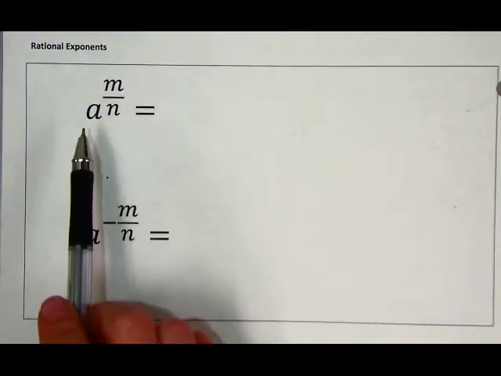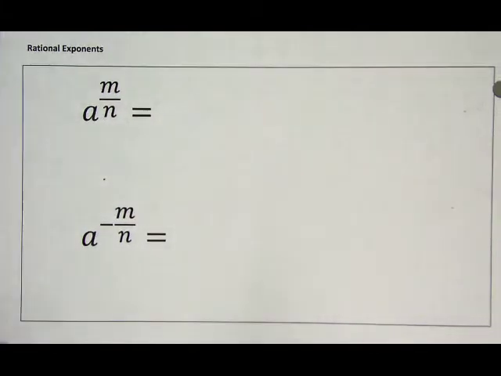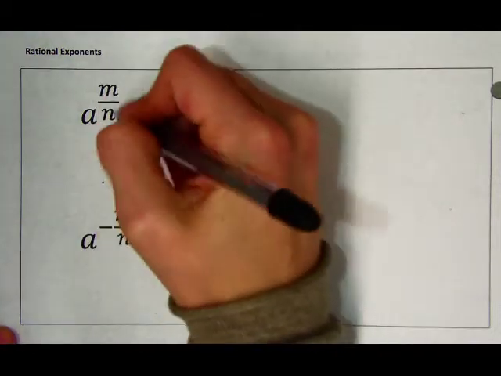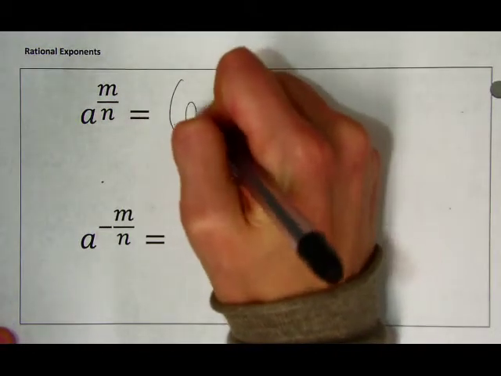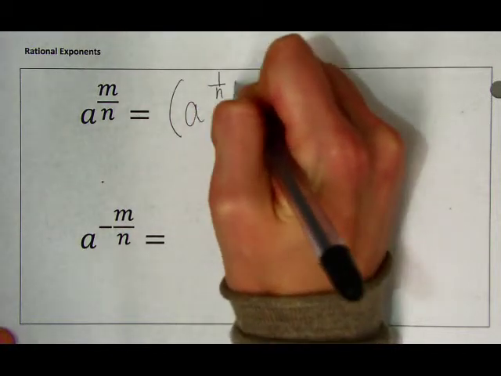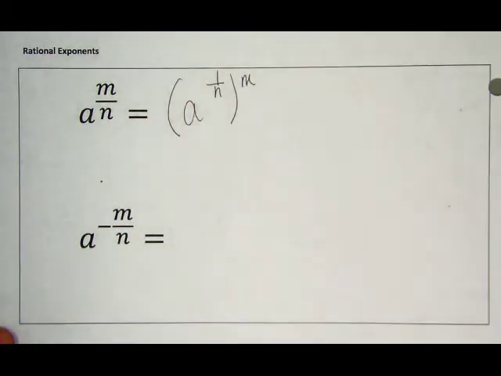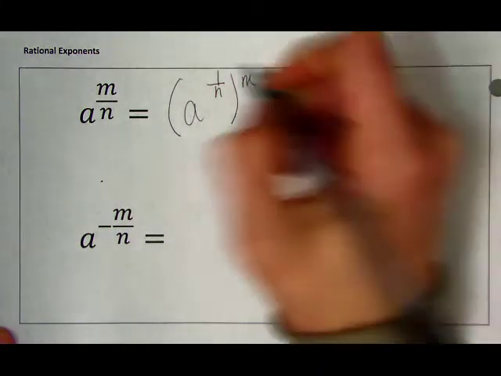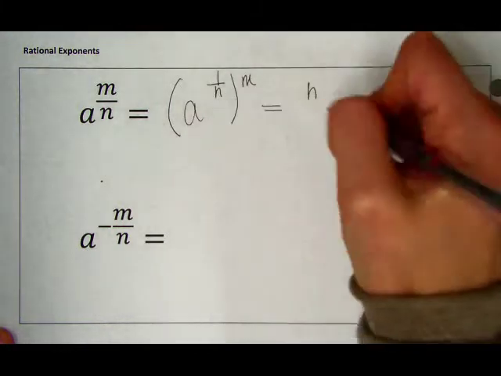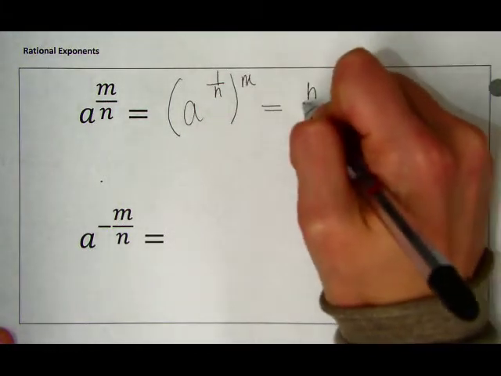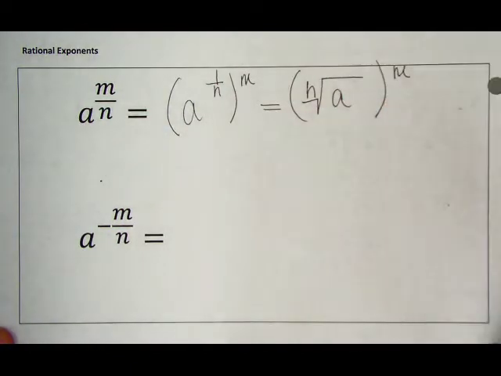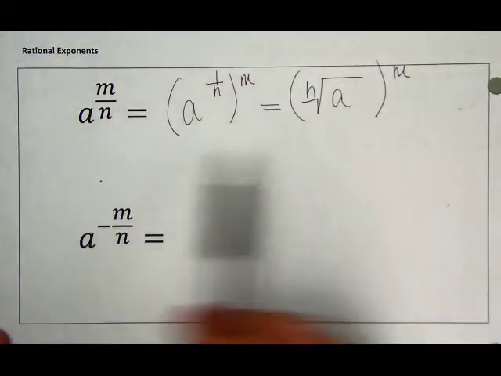If I have some value a raised to the m over n power, we can separate this as the m comes out, so this is the same thing as a to the 1 over nth power raised to the m. And this is the same thing as, if we rewrite this as a radical, our denominator is our index, our base is our radicand, all raised to the mth power. So it's just like the examples we talked about before, just in a more general form.